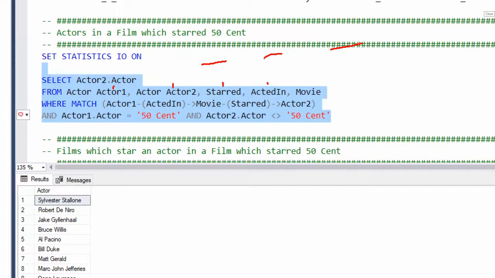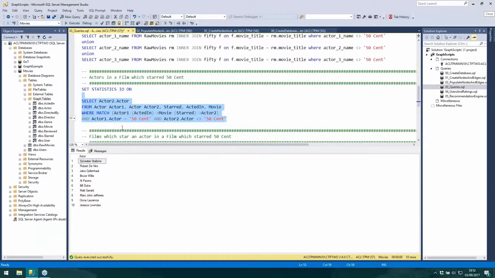So what I'm doing here is I'm saying from actor one, I also want to return who's the actor two. So I'm going that sort of node, node, node relationship. I am looking at who was in a movie, who acted in the movie, and the movie itself. So I'm saying actor one, give me all the movies that they acted in, then give me all of the actors who starred in that movie, and essentially filtering that down to 50 Cent. So I'm going that bit further.